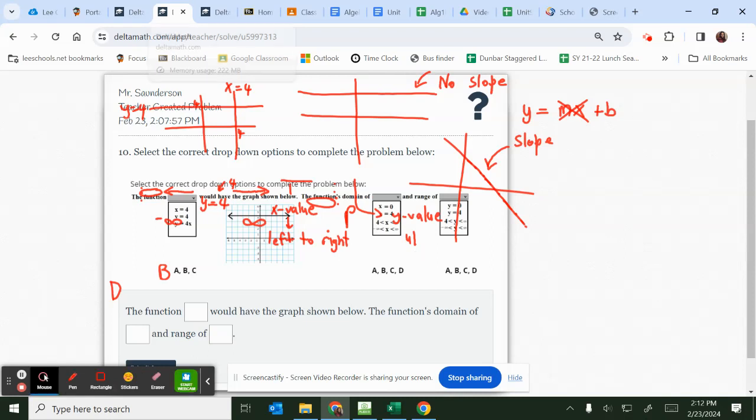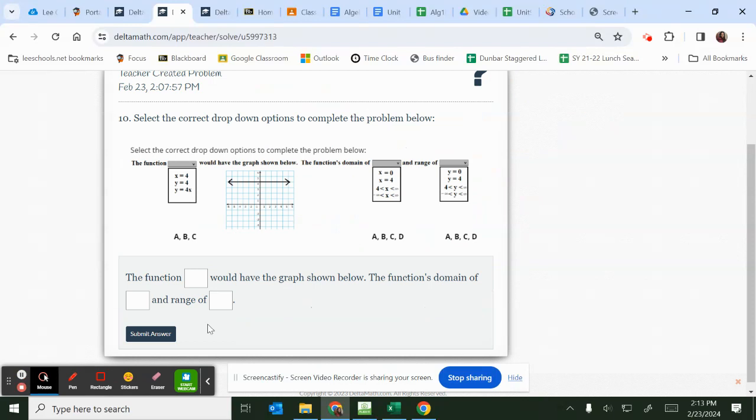Sorry about that. Move this over. It shifted a little bit, guys, so bear with me. This question started glitching out, and it's still kind of glitching. So let's try again, guys.